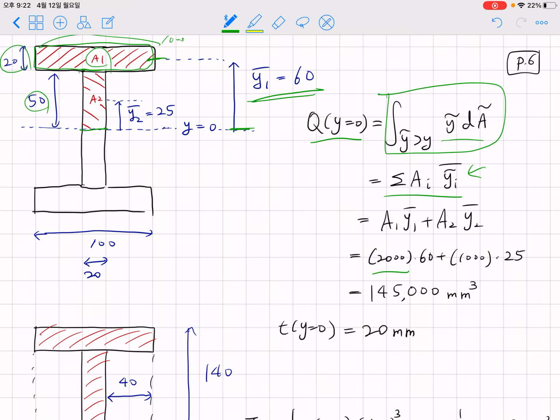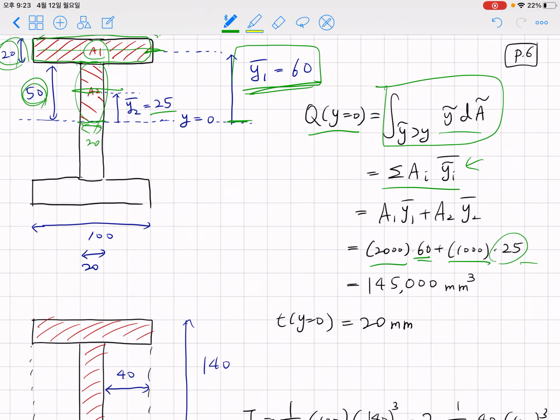It has 50 millimeter here, it has 20 millimeter here, and the location is exactly halfway through. So y1 bar should be 60. Okay, for the second one, you have 50 as a height and 20 as a thickness. So you have area of 1000, and the location of the second one's centroid is exactly halfway through, which is 25.